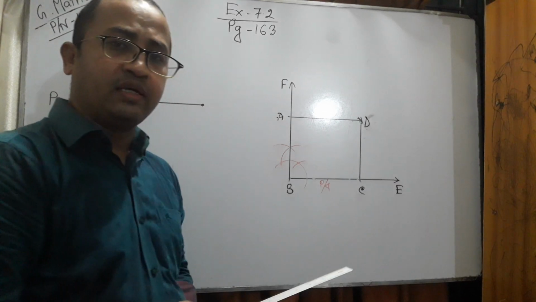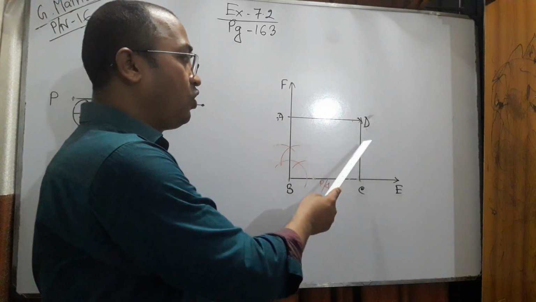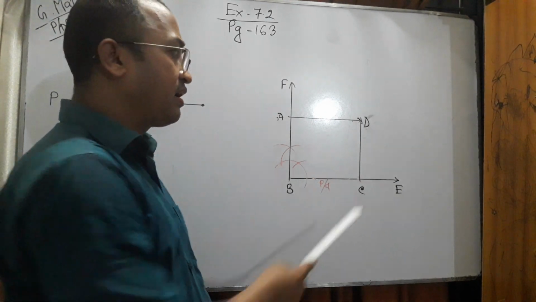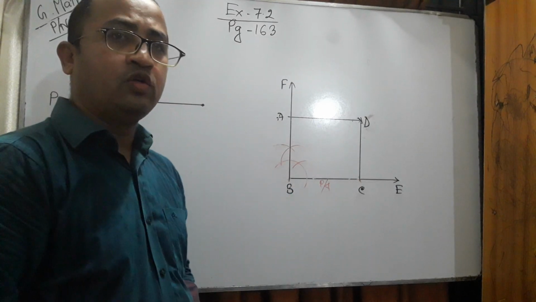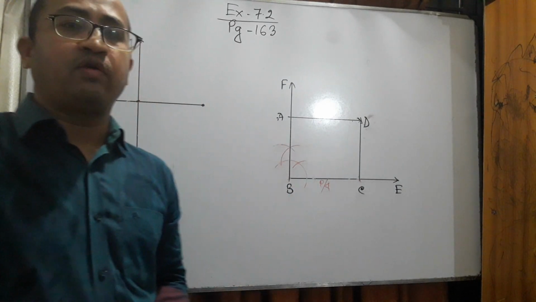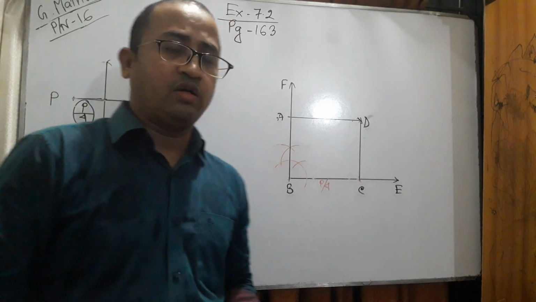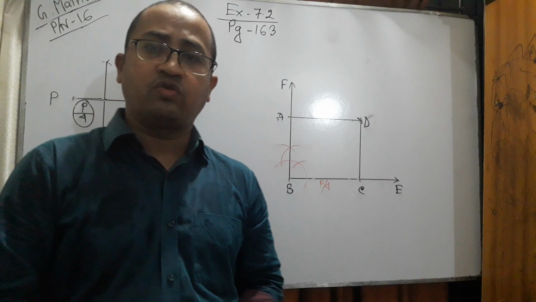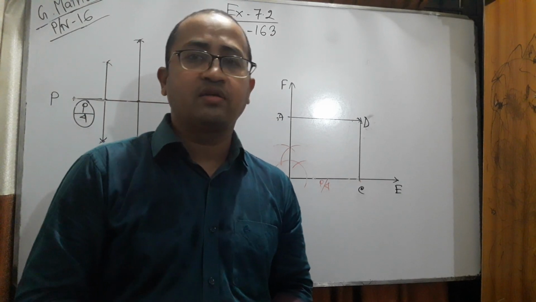With center C and the same radius, we draw another arc which cuts the previous arc at the point D. Now join AD and CD. So ABCD is our required square. So students, hope you have understood how to draw the rhombus and square by using only one side.